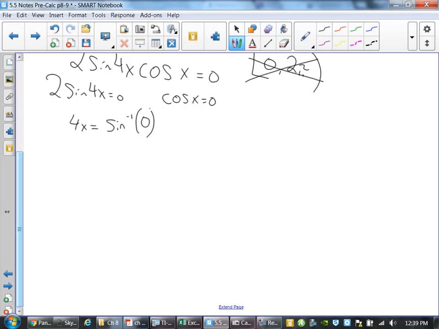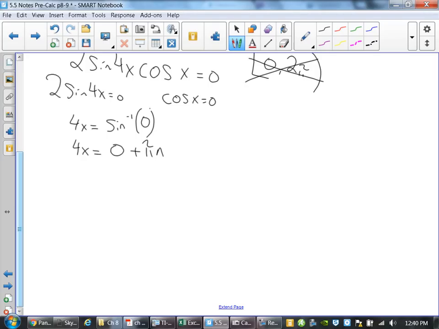So what angle gives you the sine of 0? Wait, would they ever be in interval combination? They could, but this one wasn't. What angle gives you the sine of 0? Pi. 0 and pi. So I know that 4x is going to equal 0 plus pi n. If it's a general one, this is general, so this is it.